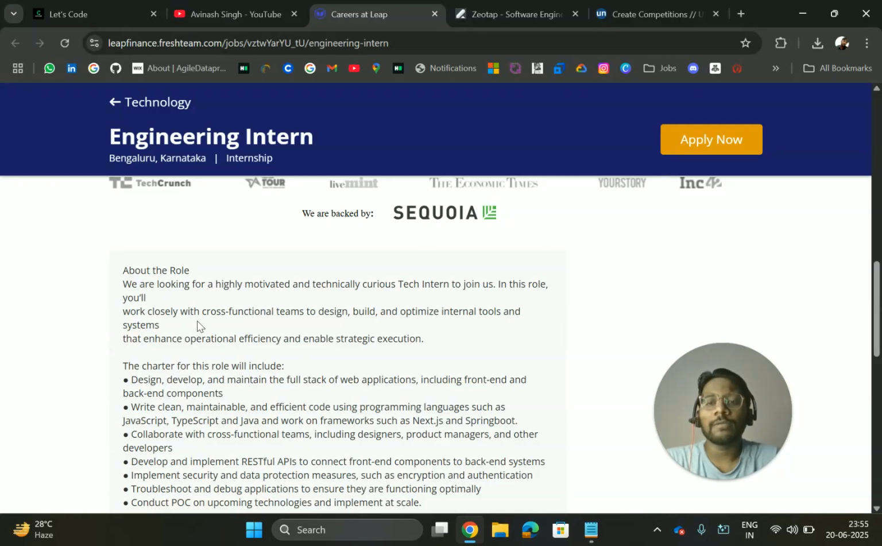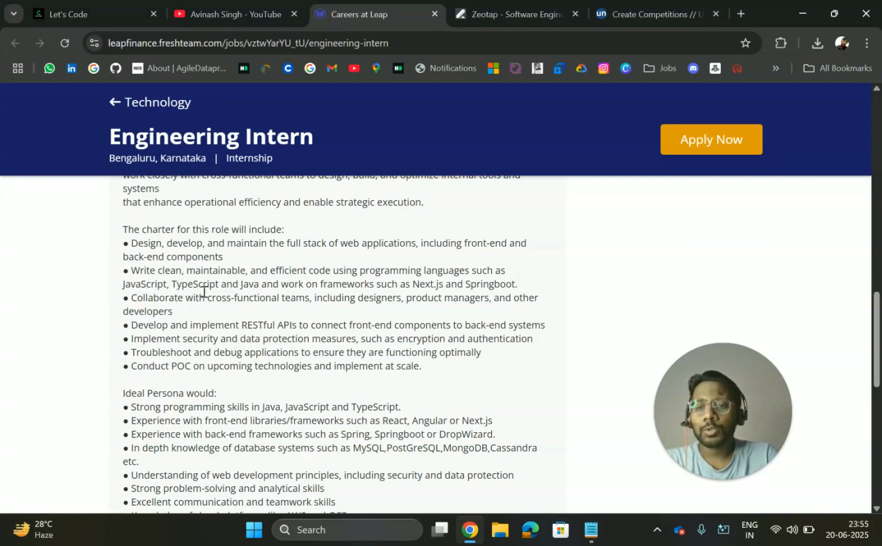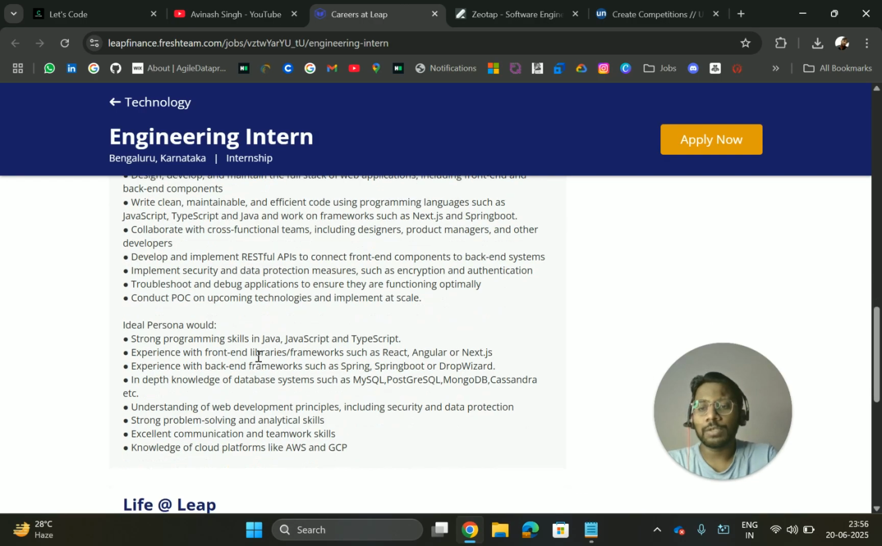And about the role, we are looking for a highly motivated and technically curious tech intern to join their team. The role will be to design, develop, and maintain the full stack of a web application including front end and back end components, and write clean, maintainable, efficient code using programming languages such as JavaScript, TypeScript, Java, or frameworks like Next.js and Spring Boot. So it's a very good opportunity for people in front end and back end who know JavaScript, TypeScript, Next.js framework, Spring Boot. It's a very good opportunity for them.